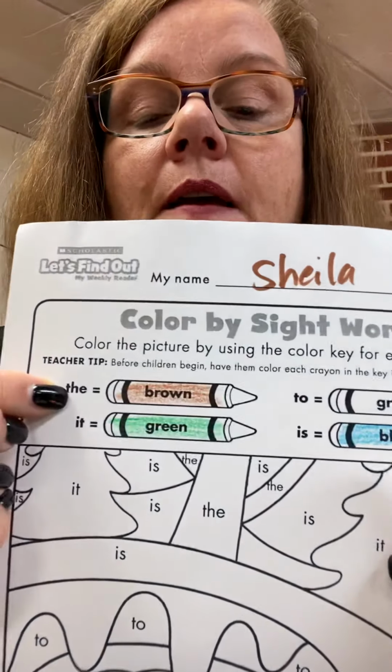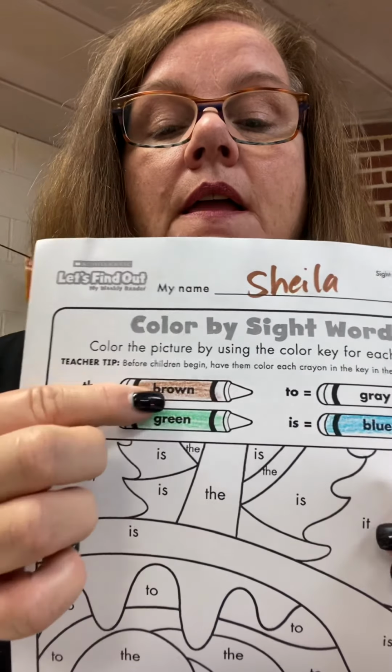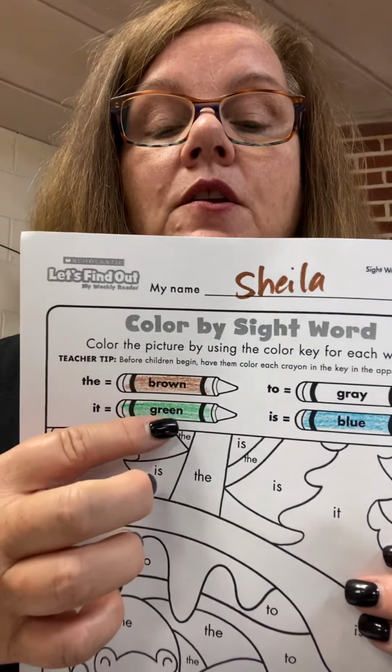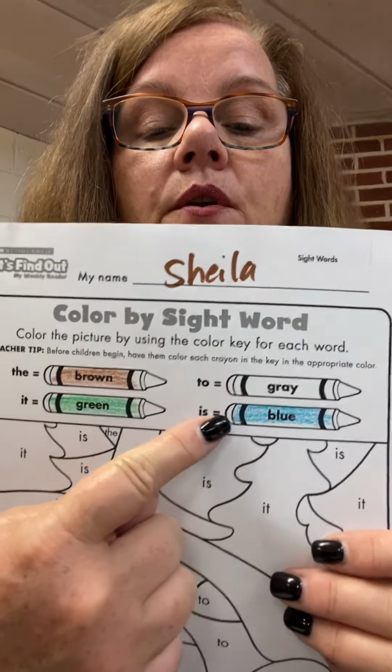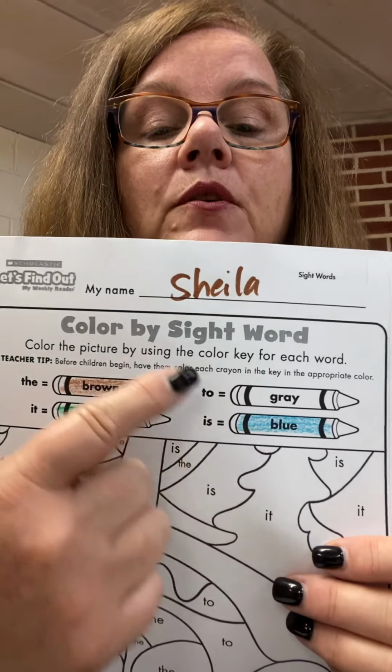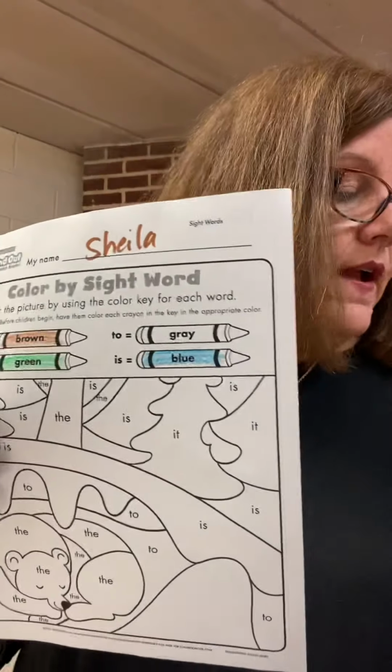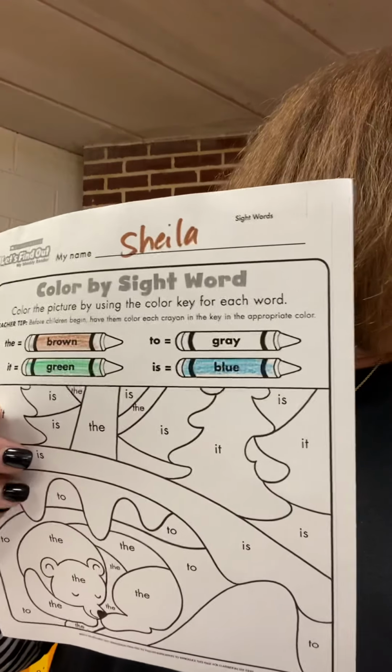But you know what? You guys are so super duper smart. You probably already know some of these colors. I don't have a gray, so I'll show you. All right, so all of the sight word the, T-H-E, is going to be colored brown. All of the sight words it, I-T, are going to be green. All the sight words is, I-S, are going to be blue, and all the sight words to, T-O, are going to be gray. I don't have a gray crayon, or I would color that in for you.